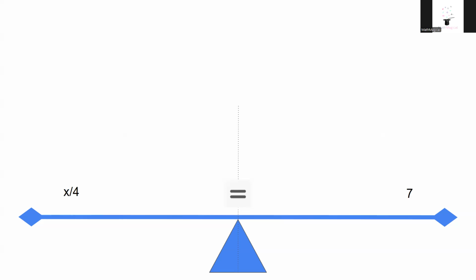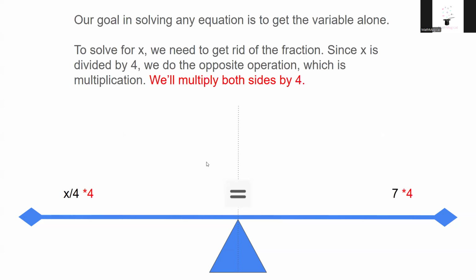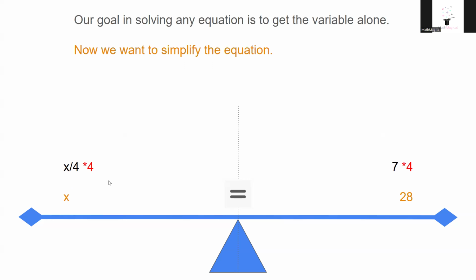To solve for x, we need to get rid of the fraction. Since x is divided by 4, we do the opposite operation, which is multiplication. We'll multiply both sides by 4, shown in red. Now we'll just simplify. So x divided by 4 times 4 becomes just x. 7 times 4 equals 28. So the answer to our equation is x equals 28. Easy, right?